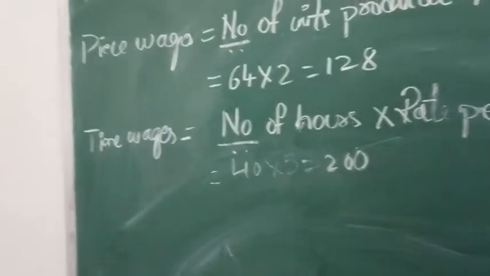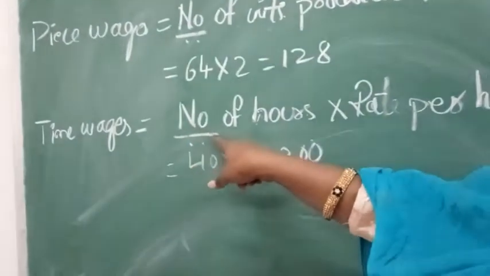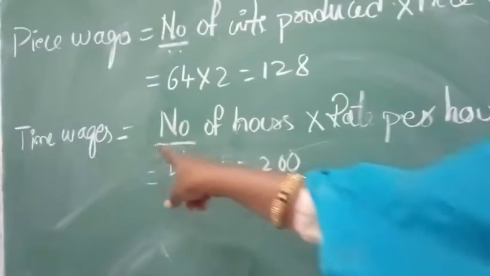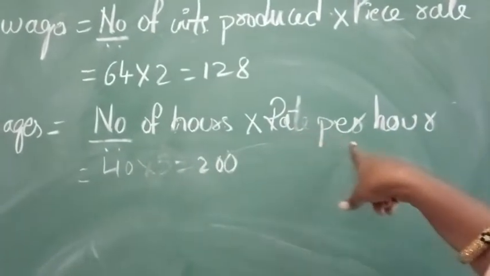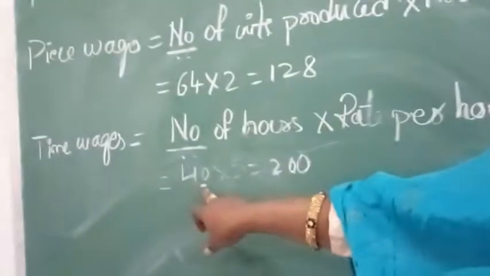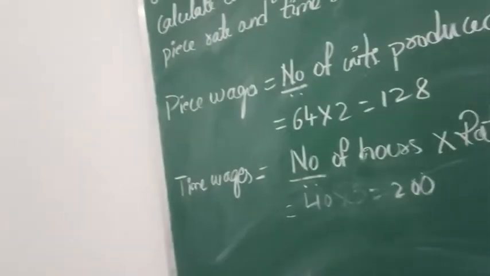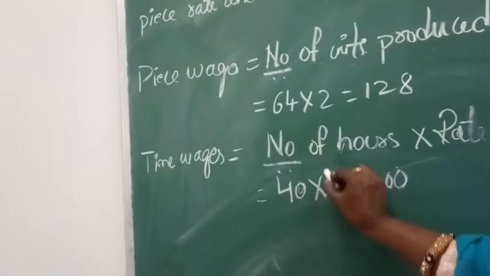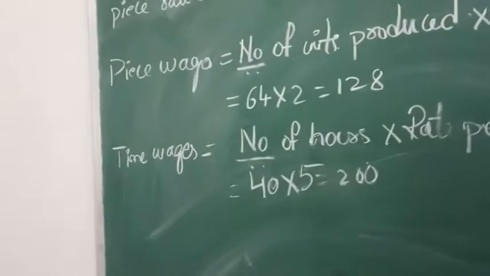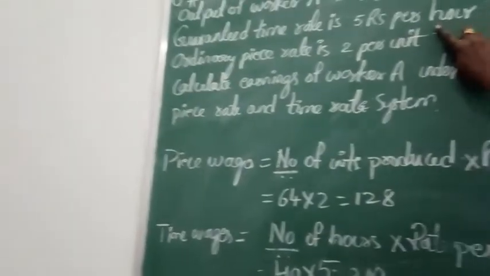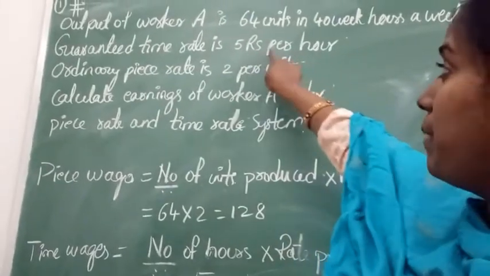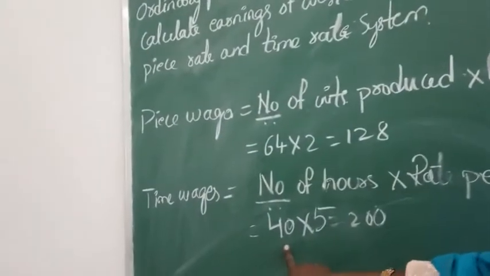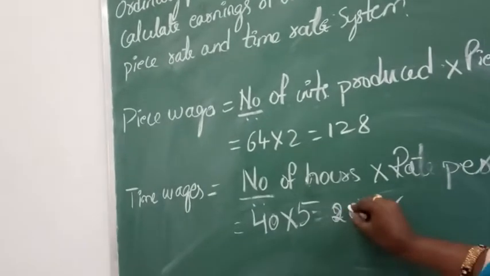Next you see the time rate. Under the time rate, what is the formula? Number of hours into rate per hour. How many hours did he work? 40 hours he worked. Already I said clearly that it is 40 hours. For each hour how much is he paying? It is mentioned here, you can see once again, it is 5 rupees per hour. According to that only we are taking here, that is 40 into 5. It is coming to 200 rupees.